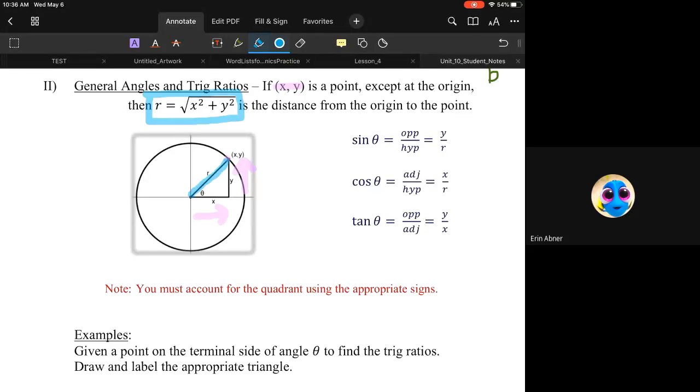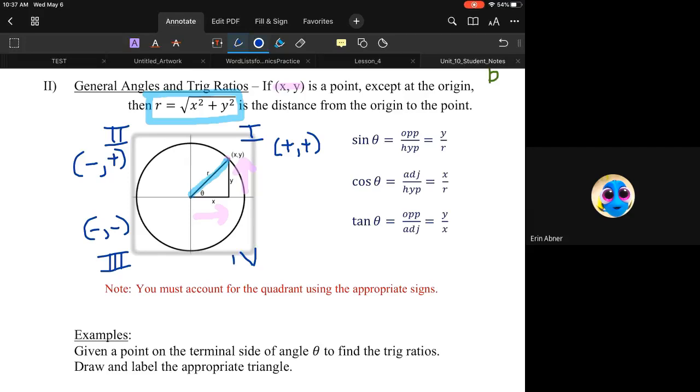Okay, so now let's talk about your quadrants. So let's label up our quadrants. In this case, let's use this blue here. This is my quadrant 1, which means both of my points are going to be positive over here. This is my quadrant 2 because we go counterclockwise, which means my x will be negative, but my y will be positive. If we're talking about quadrant 3 down here, both values are going to be negative. And if we're talking about quadrant 4, we're going to have a positive x and a negative y.